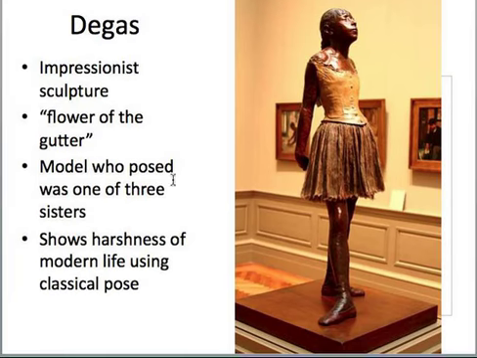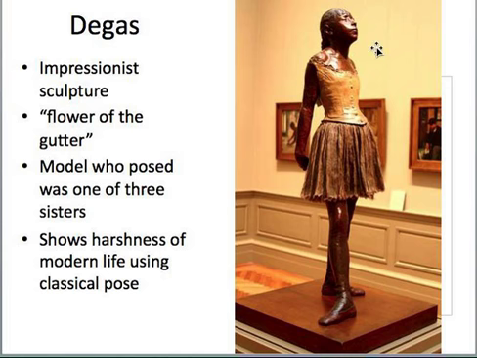The next very famous Impressionist artist is Degas. This is one of my favorite sculptures by him. It's an Impressionist sculpture of a ballet dancer. He's very famous for having ballet dancers as his muse. And this is a dancer girl at the age of 14. It's called his Flower of the Gutter because if you get quite close, she's not very attractive.